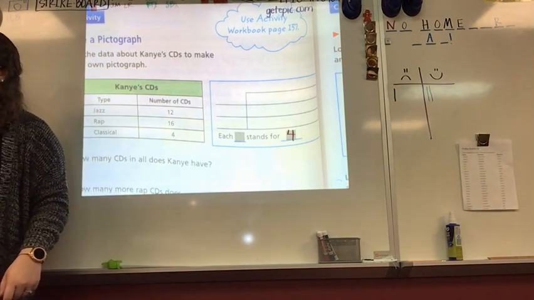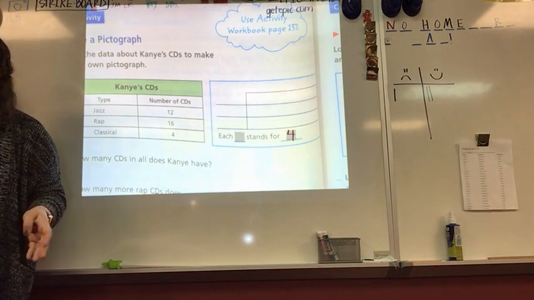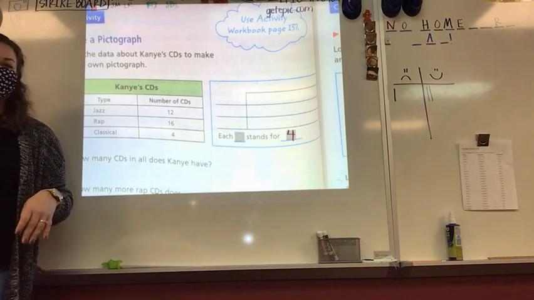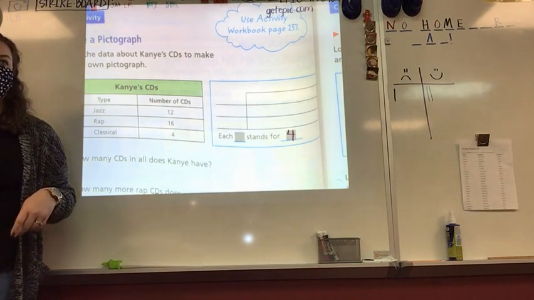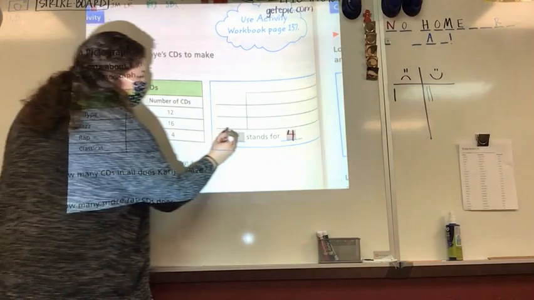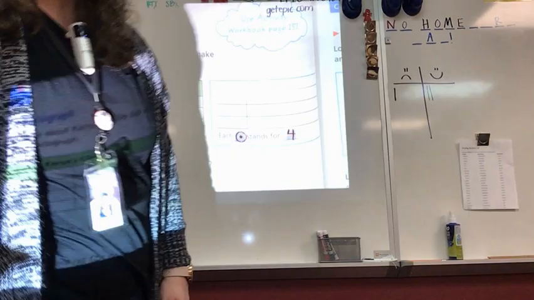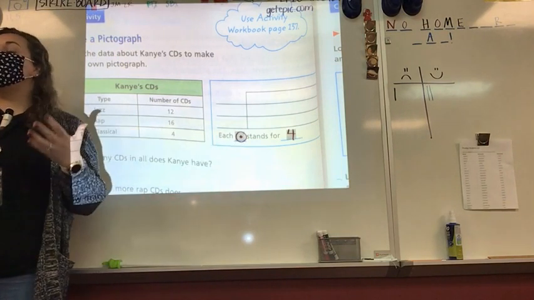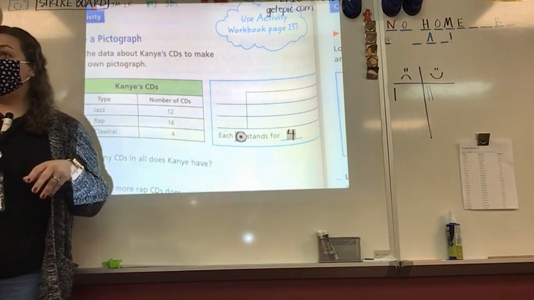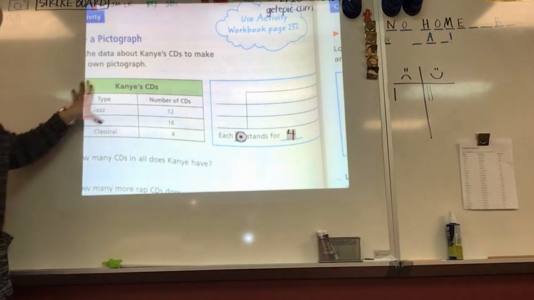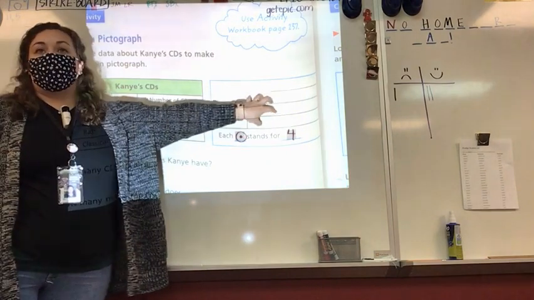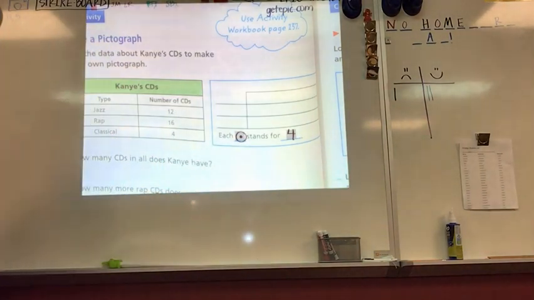Does anybody know what a CD looks like in this class? Kevin? It's a circle disc. And so if we just make it a simple circle like this, a CD looks pretty much just like a DVD. Now I need your help to tell me what other information from this table needs to go into our pictograph so that we know what we're talking about.